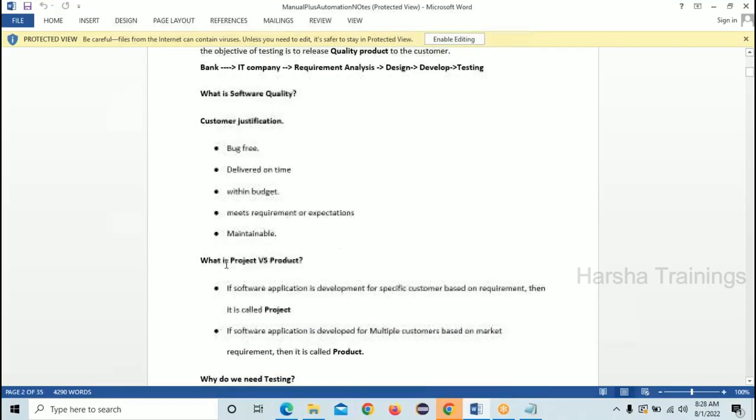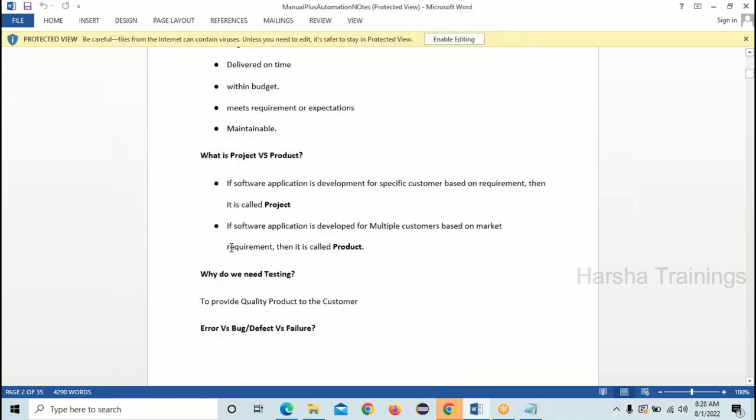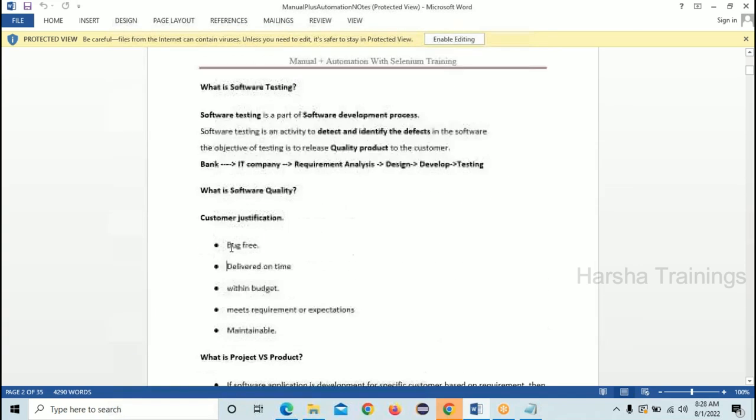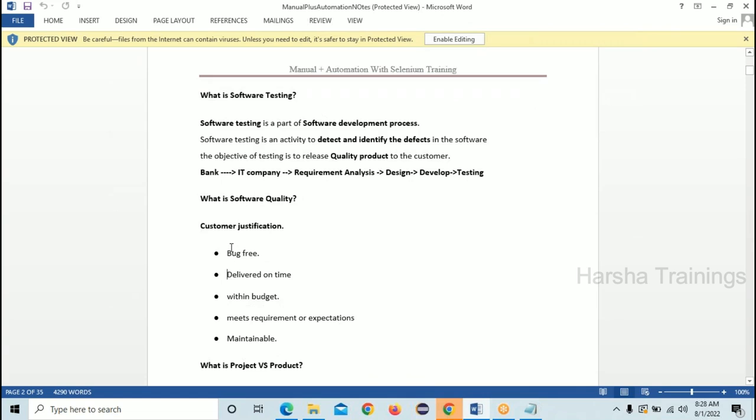And the next one is what is project and what is product. Can someone tell what is meant by project and what is meant by product? No need of any technical knowledge for this. Even if you are from a non-IT background, you can answer this question. What is meant by project? What is meant by product?